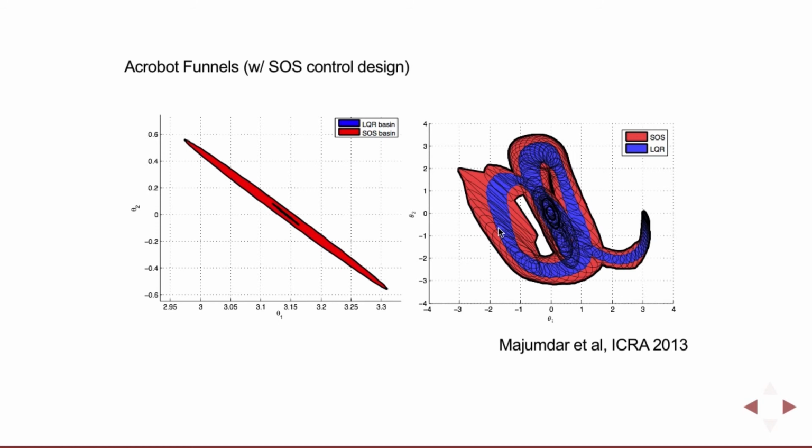Why are you comparing this to dynamic programming? Because dynamic programming tells you what to do in every single state, whereas this one tells you what to do only within that funnel. That's true. So is it a fair comparison? You're asking me if that's a fair comparison, right? I'll try to justify it being a fair comparison in a few slides.